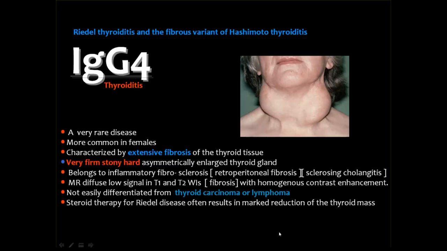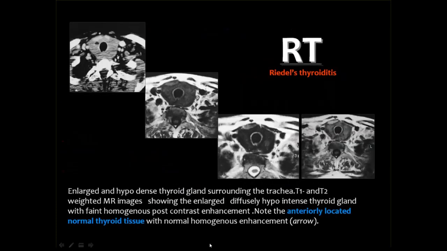Then this disease, as you remember, is related also to some of the IgG4 related diseases like sclerosing cholangitis and retroperitoneal fibrosis. And sometimes it is difficult to differentiate this from thyroid carcinoma or thyroid lymphoma. But one of the very good diagnostic criteria is the very dark signal on T2 weighted image due to fibrosis and the strong homogeneous post-contrast enhancement.